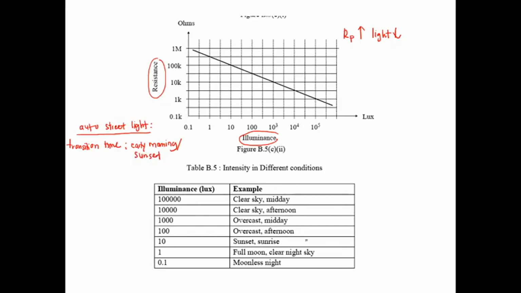So here, if you see the table, you find there is the condition of sunrise and the sunset, and at this time the illumination is 10 lux. So in this condition of 10 lux illumination, the photoresistor value is 100 kilo ohm.